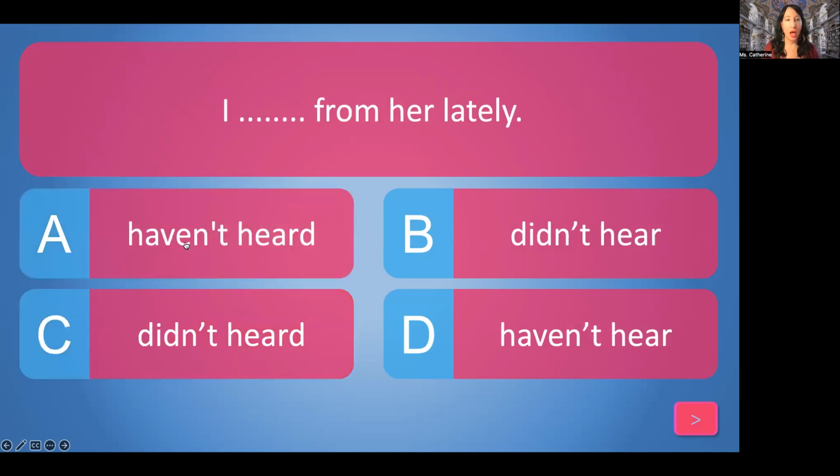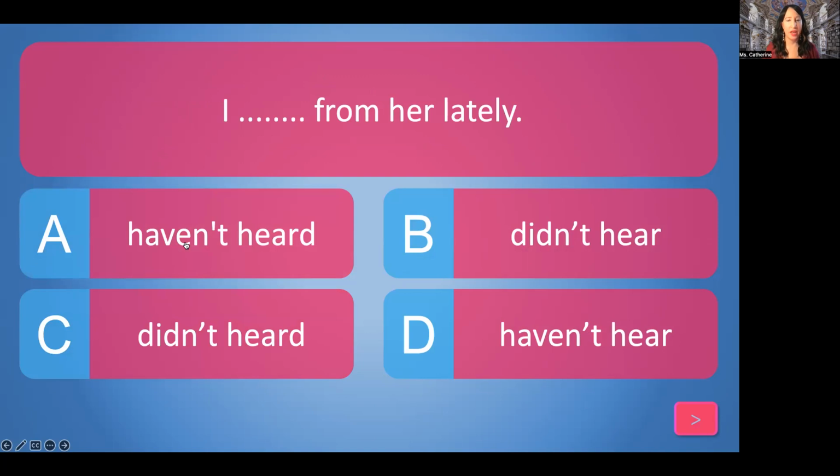How about this one? I blank from her lately. A, haven't heard. B, didn't hear. C, didn't heard. Or D, haven't heard. Did I say that incorrectly again? C, didn't heard, and D, haven't heard or haven't hear. Whew, these are tough. All right, let's do these together. I blank from her lately. What do you think this could be? A, B, C, or D?